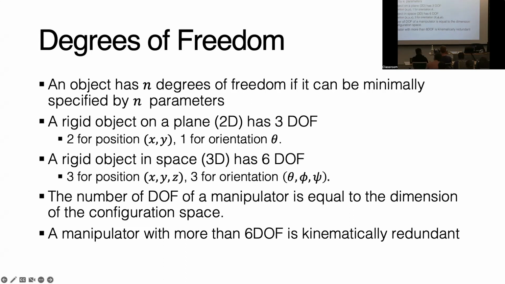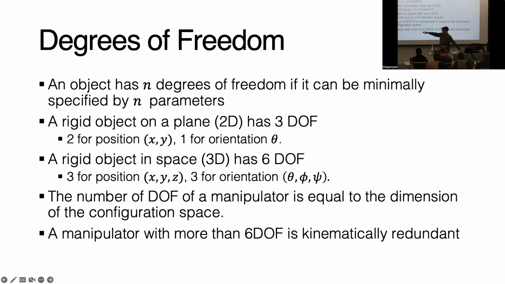There's a rotation around each of those axes in space. So any object in space will have 6 degrees of freedom, 3 for position and 3 for orientation, all right? And so the number of degrees of freedom of a manipulator is basically equal to how it's able to position its end effector in the configuration space.